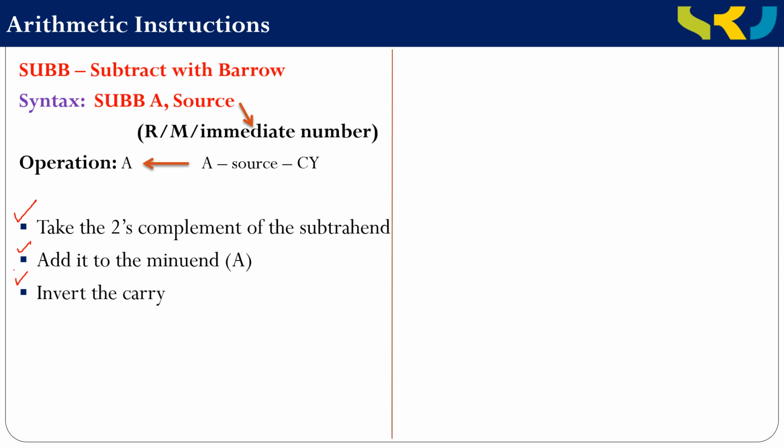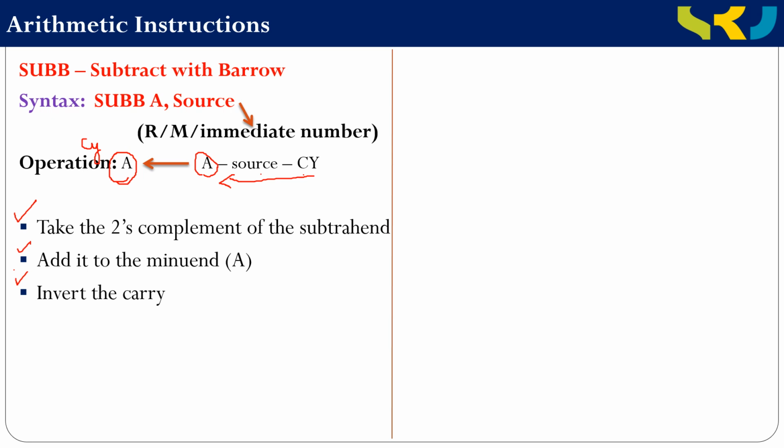And one more important thing about the subtraction operation: if you observe here, the source content and previous carry are subtracted from the accumulator, and the result is saved in the accumulator itself. But based on the size of the source operand, the carry may be set to 1 or reset to 0.